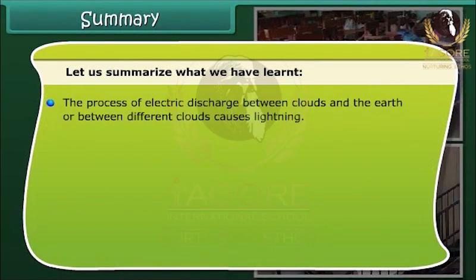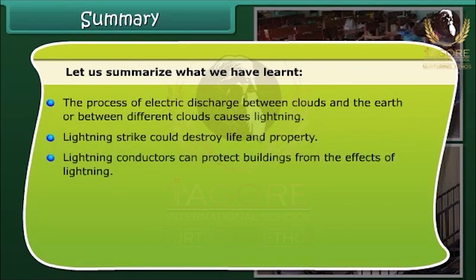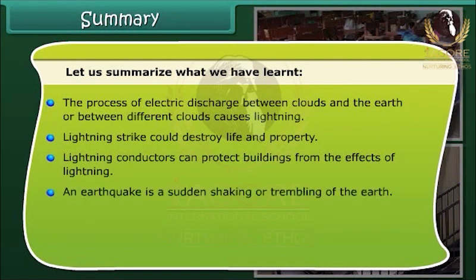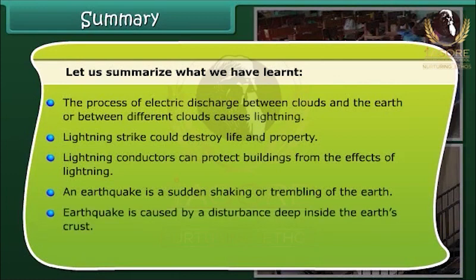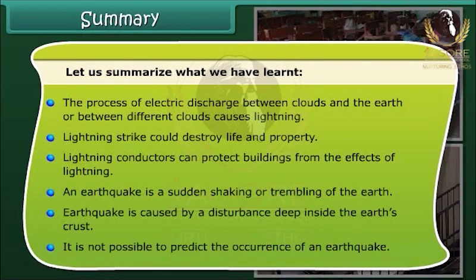The process of electric discharge between clouds and the earth or between different clouds causes lightning. Lightning strike could destroy life and property. Lightning conductors can protect buildings from the effects of lightning. An earthquake is a sudden shaking or trembling of the earth. Earthquake is caused by a disturbance deep inside the earth's crust. It is not possible to predict the occurrence of an earthquake.